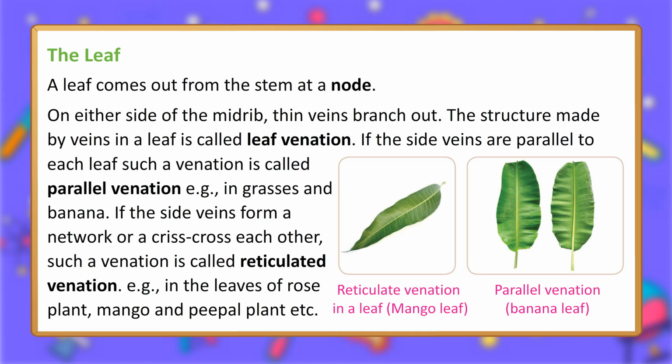If the side veins are parallel to each other, such venation is called parallel venation. For example, in grasses and banana. If the side veins form a network or crisscross each other, such venation is called reticulate venation. For example, in the leaves of rose plant, mango and peepal plant, etc. Reticulate venation in a mango leaf. Parallel venation in a banana leaf.